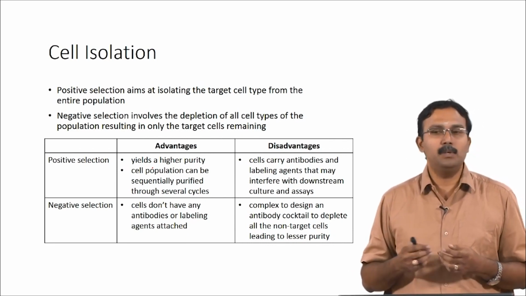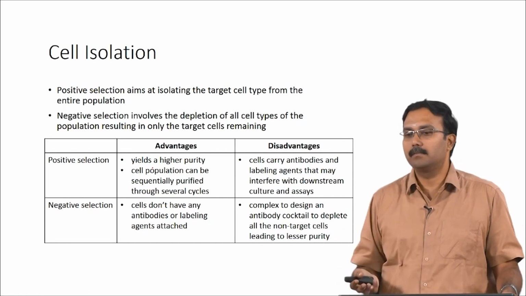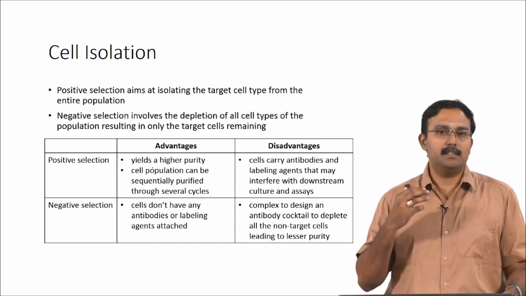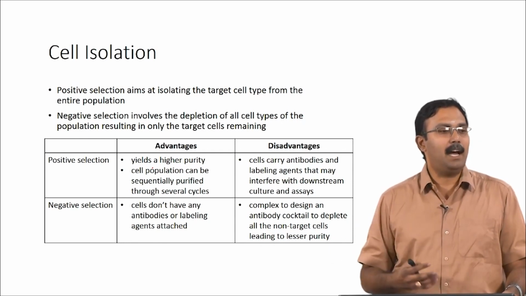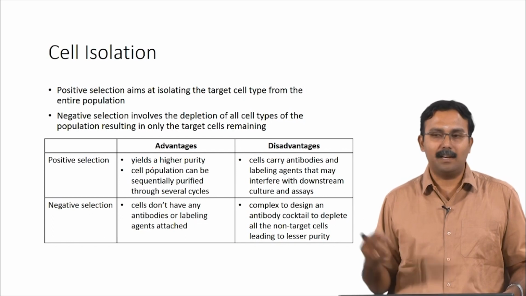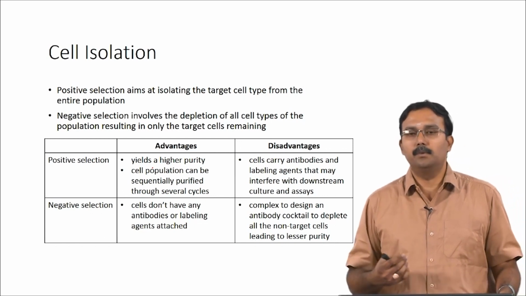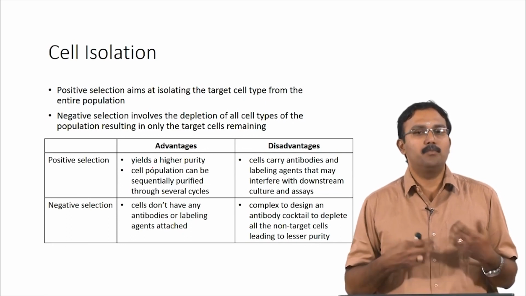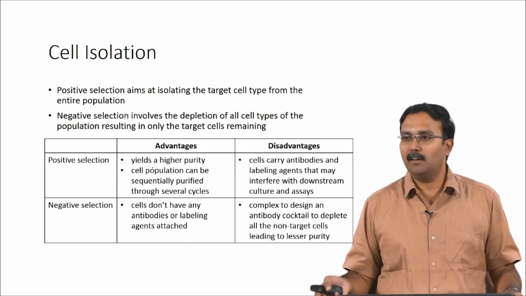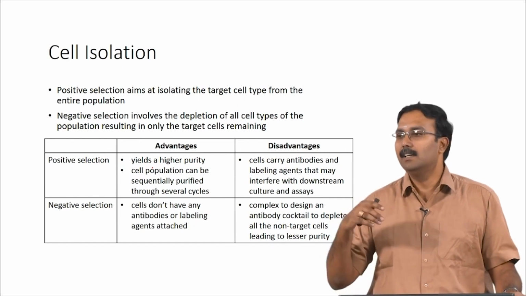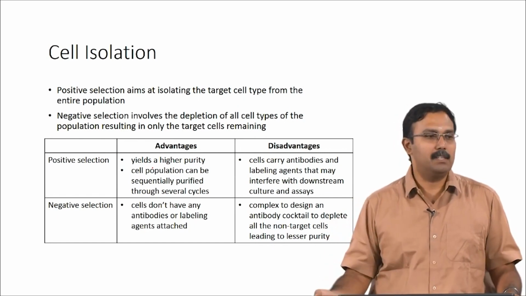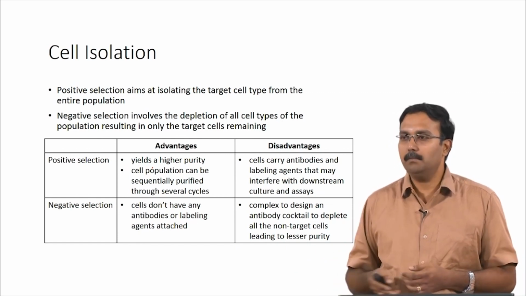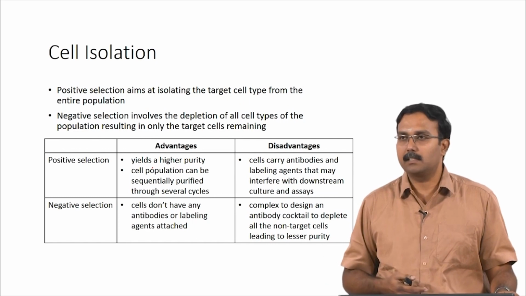Because of this, you would end up with something which is of lesser purity. You may not be able to get the highly pure mixture. However, the advantage is the cells will not have any of the antibodies or labeling agents after you do this. Okay, so, both these techniques can be used. You would have to decide on what is of more interest to you, what level of purity, or whether the cell should not have any antibodies attached and so on. So, depending on what you are going to do with the cells and how you are going to process them, you would choose negative or positive selection techniques.